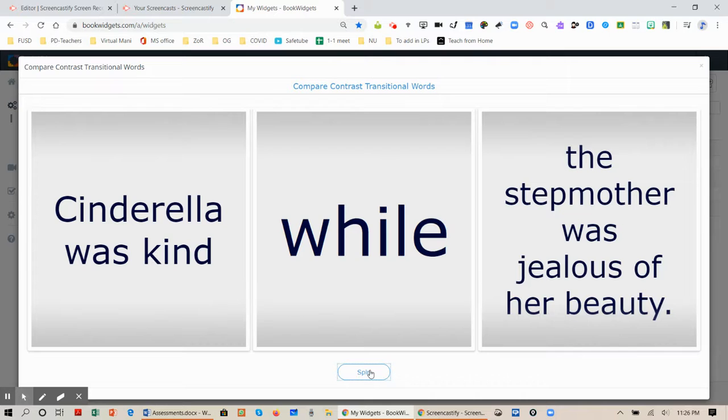a random card appears, and of course for my focus students I may have to read these cards. So I would read them. Cinderella was kind while the stepmother was jealous of her beauty. So I would ask them, does the word "while" mean that it's the same or different?